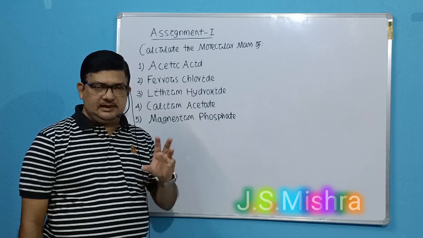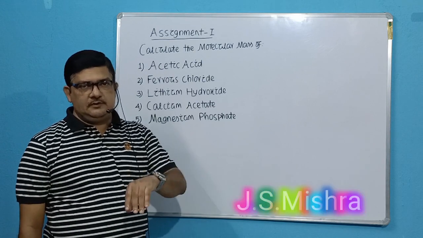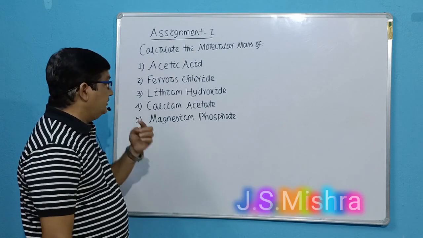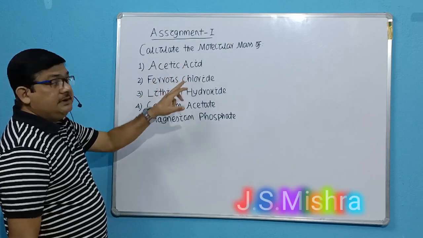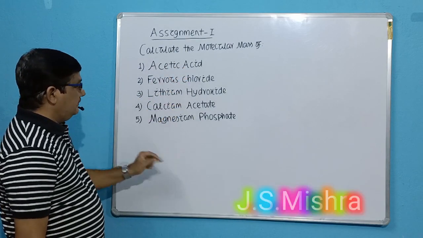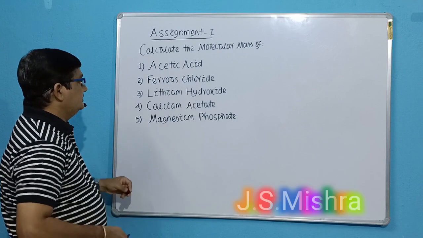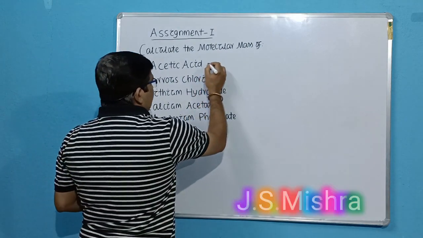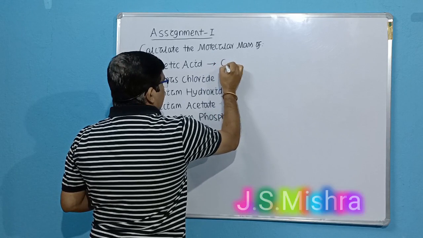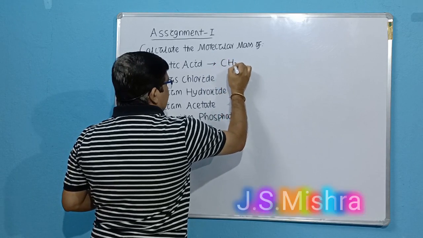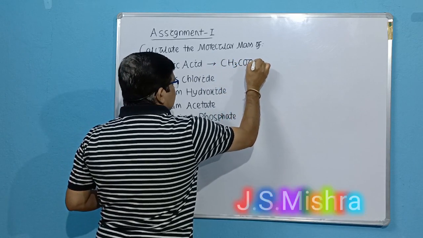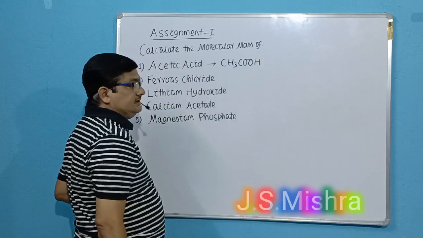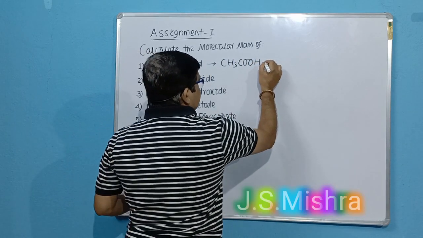So let me solve the assignments given to you first, then we will proceed with equivalent mass. Coming to assignment 1, I have given you to calculate the molecular mass of 5 different molecules. Starting with acetic acid, the formula I told you is CH3COOH. So we will calculate the molecular mass.